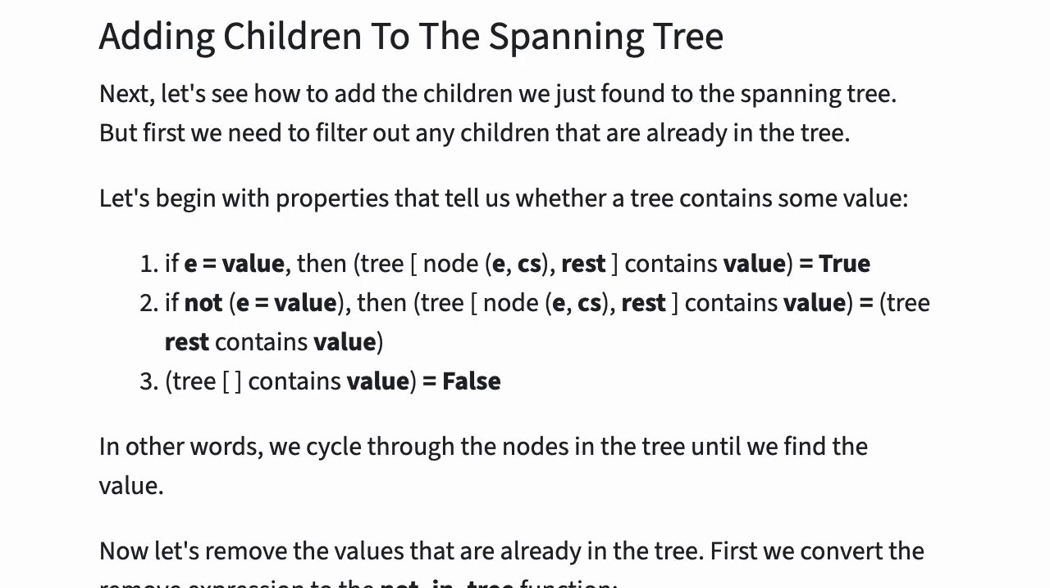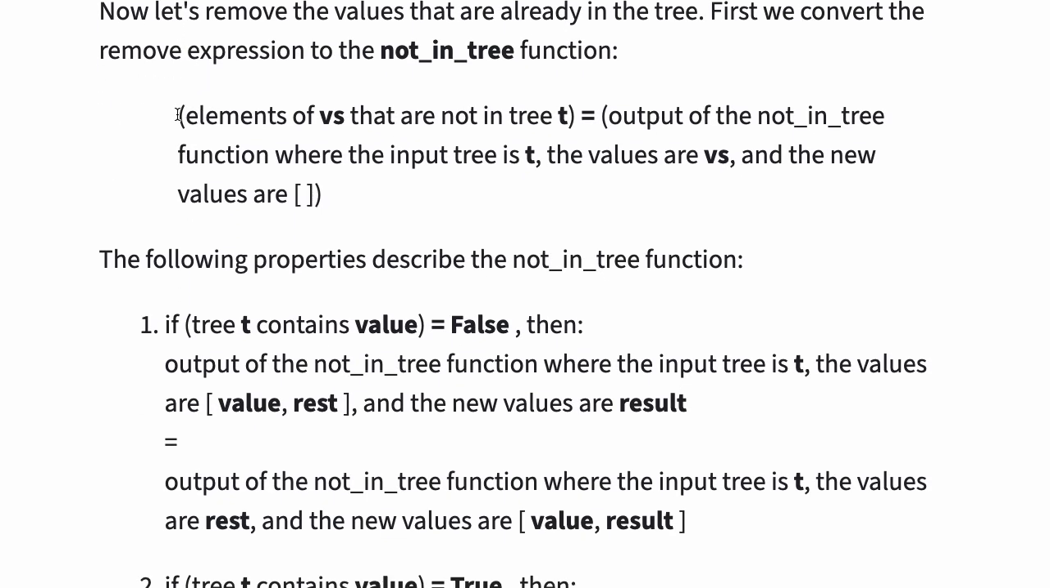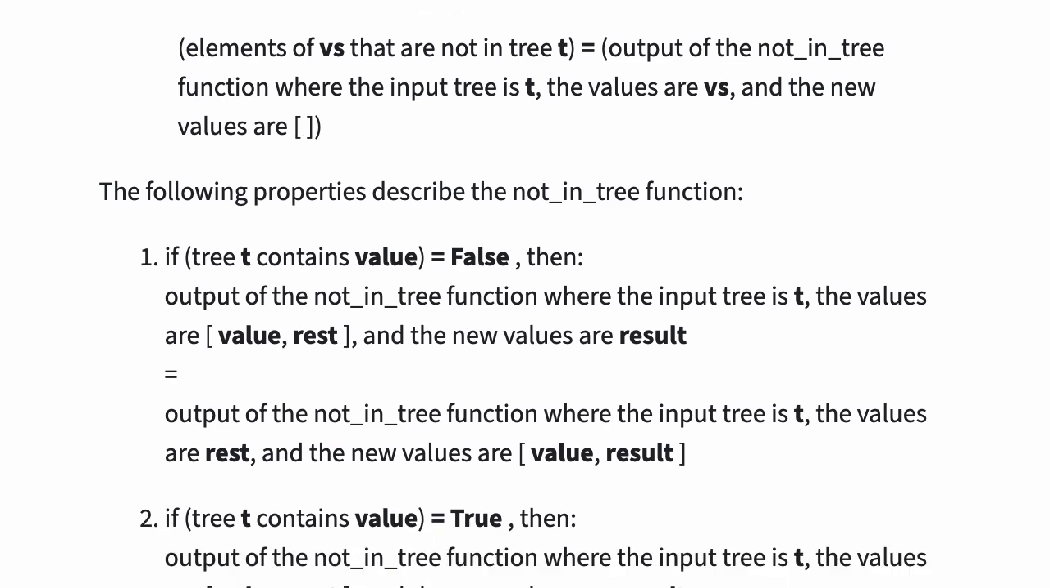Now let's remove the values that are already in the tree. First, we convert the remove expression to the not-in-tree function. Elements of VS that are not in tree T is equal to the output of the not-in-tree function, where the input tree is T, the values are VS, and the new values are empty. The following properties describe the not-in-tree function.